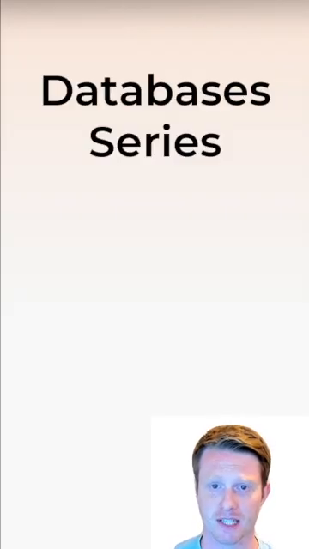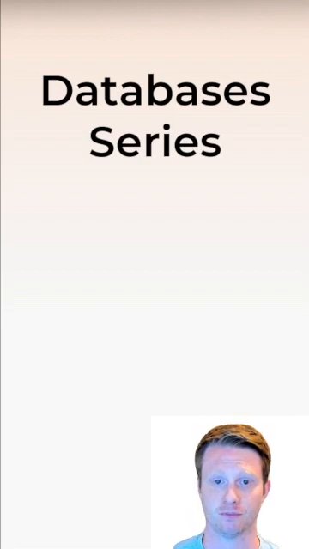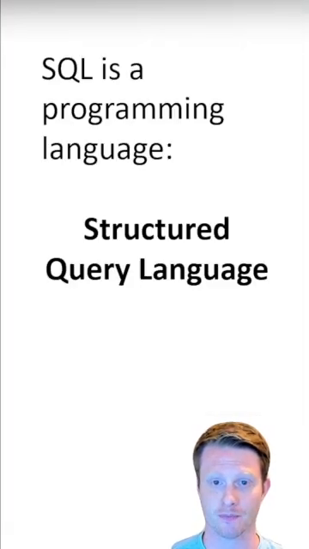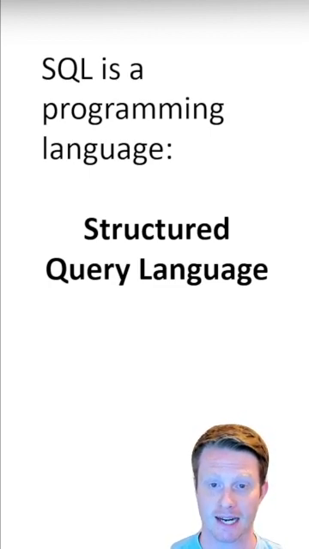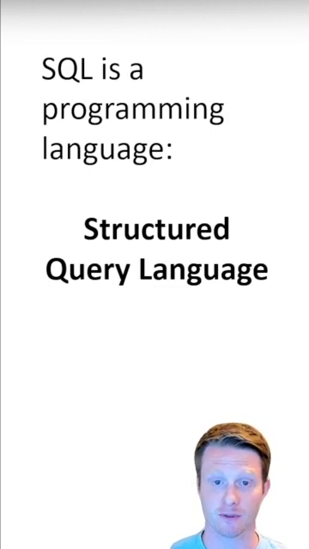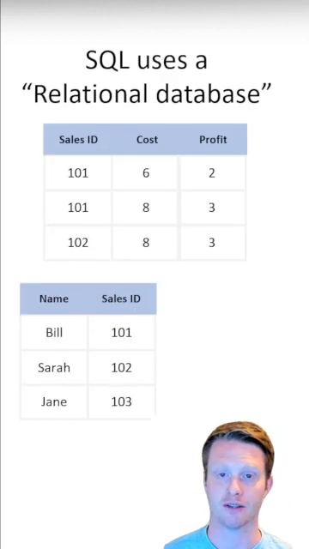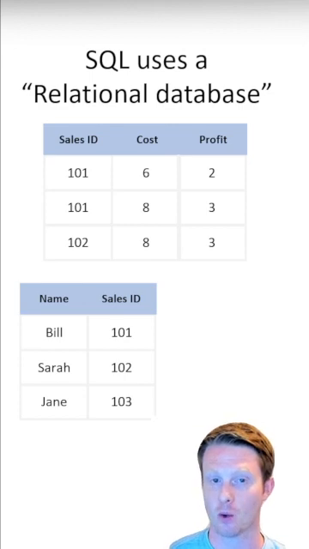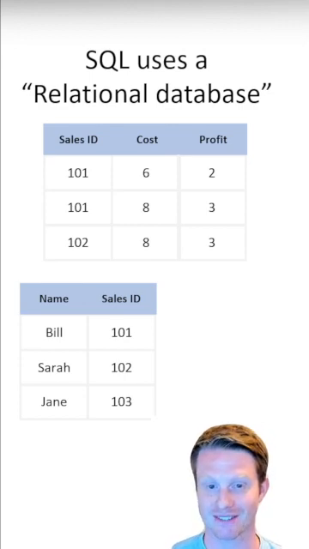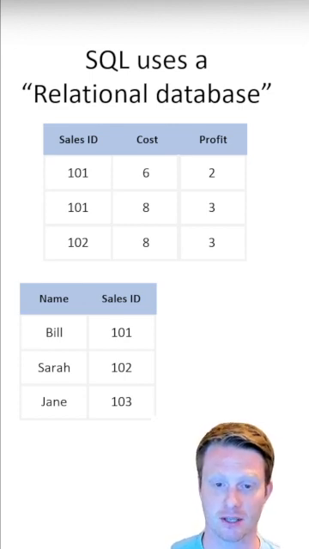So, firstly, let's have a look at databases. So what is SQL Server? SQL is a programming language, often pronounced sequel, and it stands for Structured Query Language. We use it to return data from databases. And so what is SQL Server? SQL underneath uses a relational database. What this means is that we have tables and they're related to each other. In this instance, by the sales ID, we have name and sales ID of salespeople, and we have what they sold in a different table.